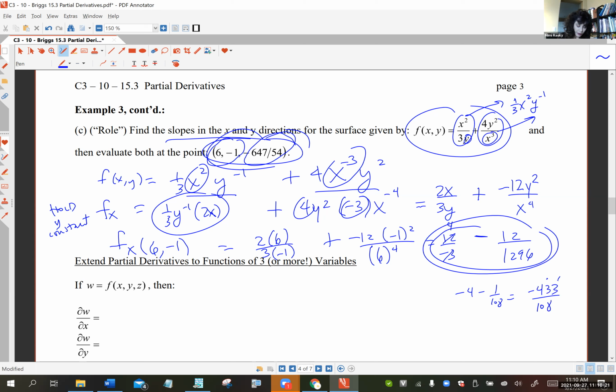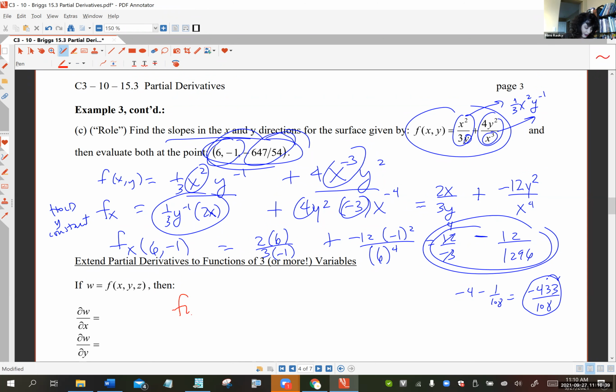I know, -433 over 108. Okay. Did anybody get that for your fx? That's your slope in the positive x direction. I got it. Yay! Success. All right, let's get fy.